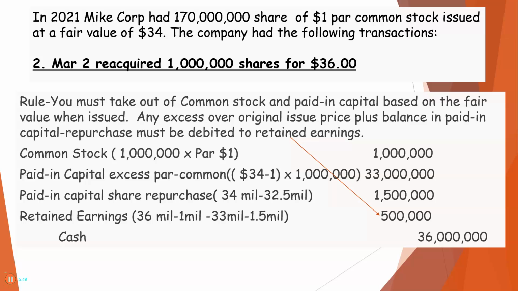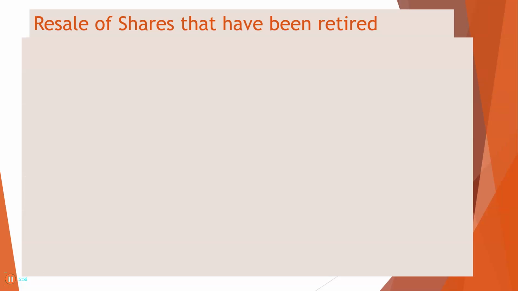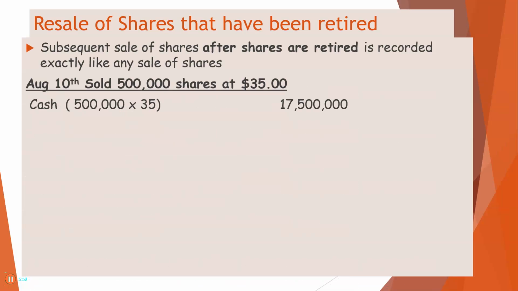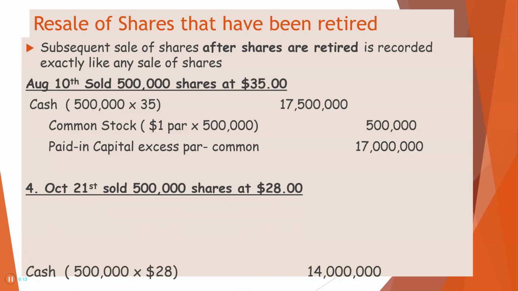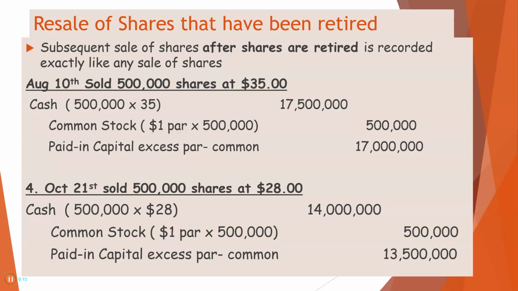Now, what happens when we turn around and sell the shares? Now that's a lot easier because it's like when we issued them originally. So what we're going to do is cash is going to be $500,000 times 35. Common stock is going to be $1 times the number of shares, and the difference is going to go into paid in capital in excess of par. When we sell them again, do the same entry. The cash is going to be times what you received. The common stock is times par, and paid in capital is always the plug.